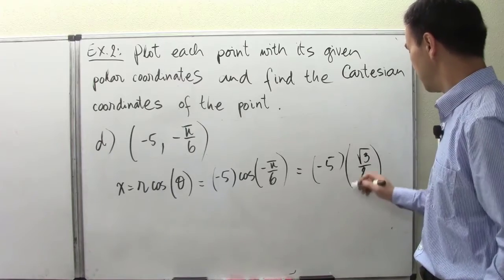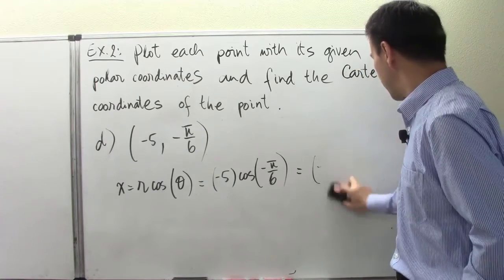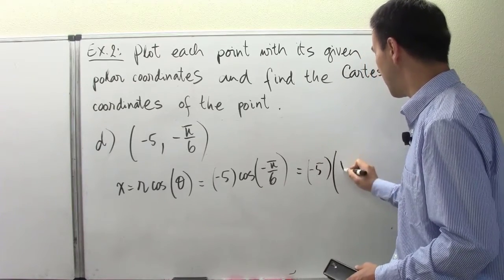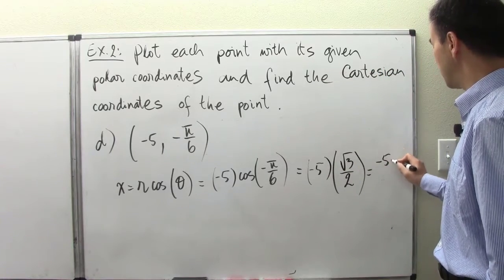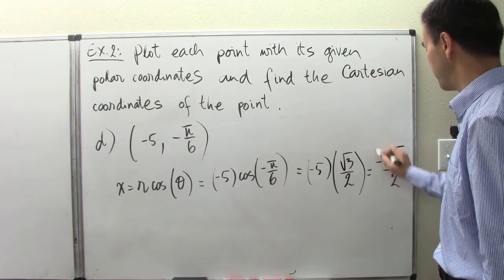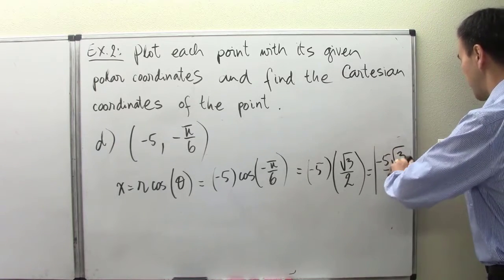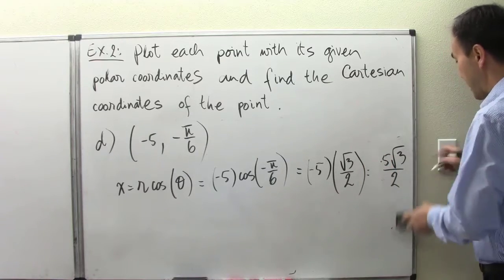So in the end we're looking at minus 5 times positive square root 3 over 2. So here we're looking at negative 5 square root 3 over 2. That's the x coordinate. I don't think I need to put this in a box because that's not our final answer yet. That's just the final answer for the x coordinate.